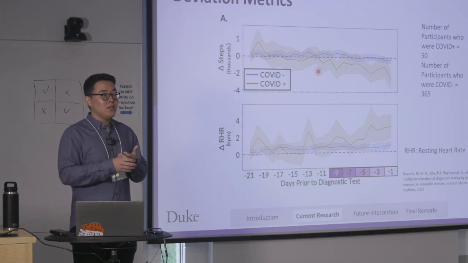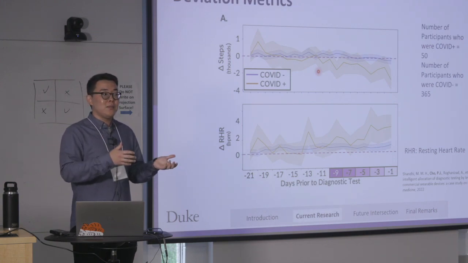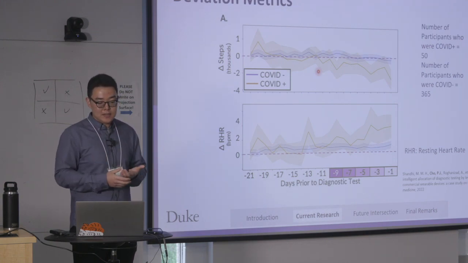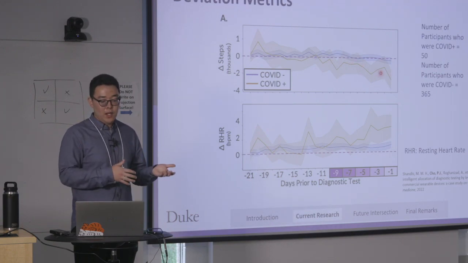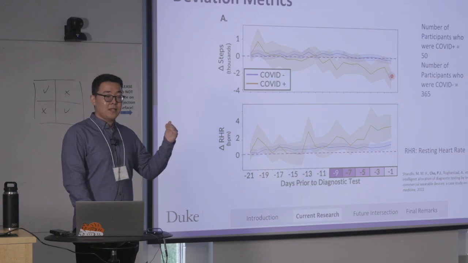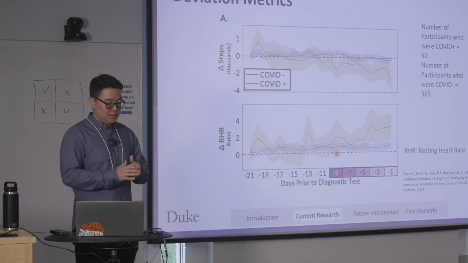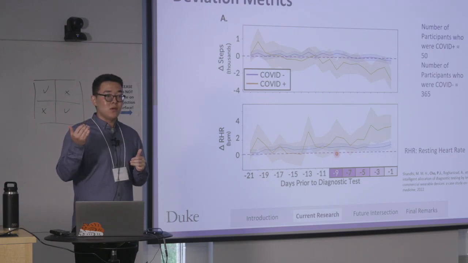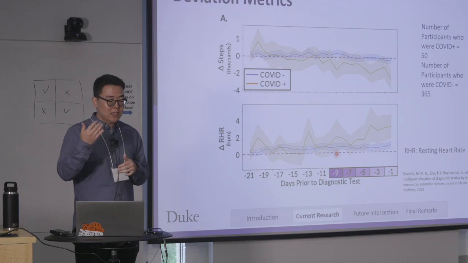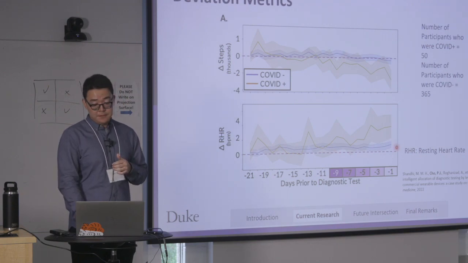So if somebody knows that they're sick, they might have just been quarantining, or they might just be staying more at home because they wouldn't want others to get sick. And so there could be some confounding variables in terms of why an individual's step count went down during this time. But regardless, across all the different studies, we have seen that there is an elevated resting heart rate around the diagnostic test time.